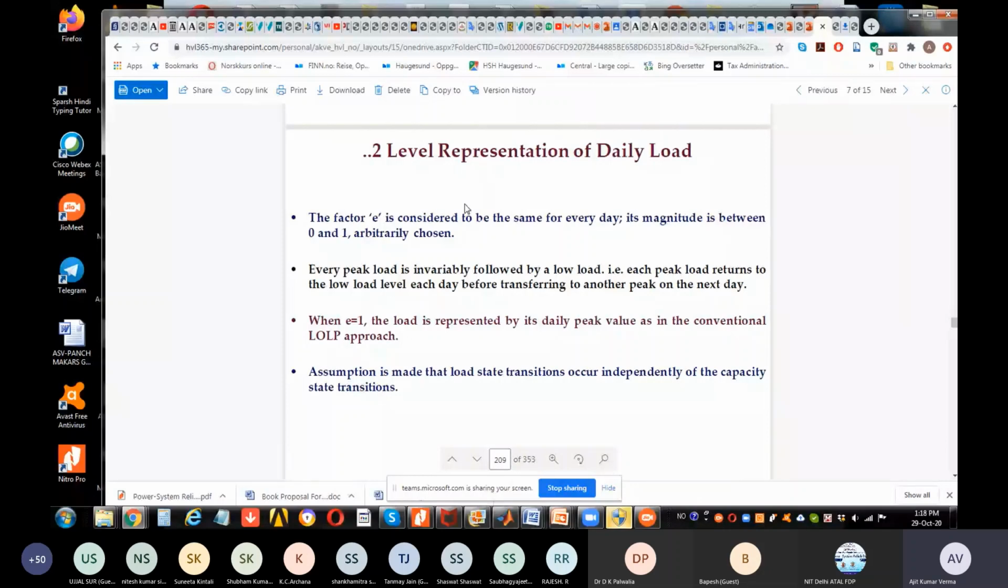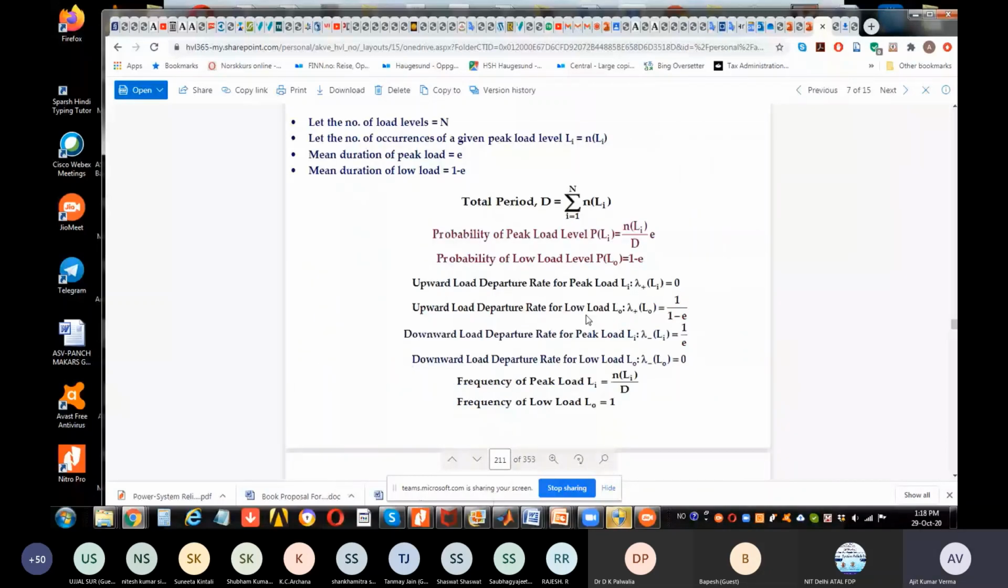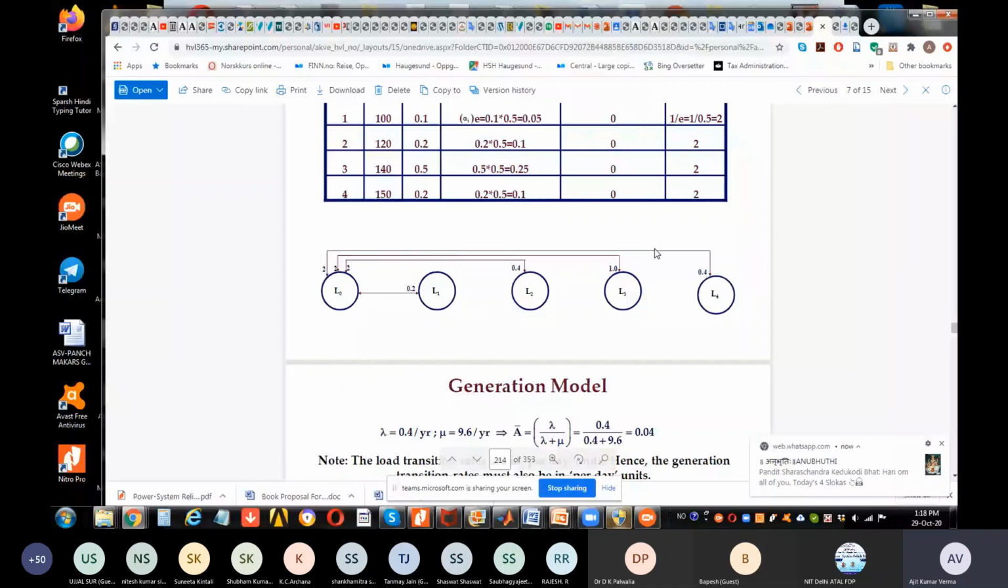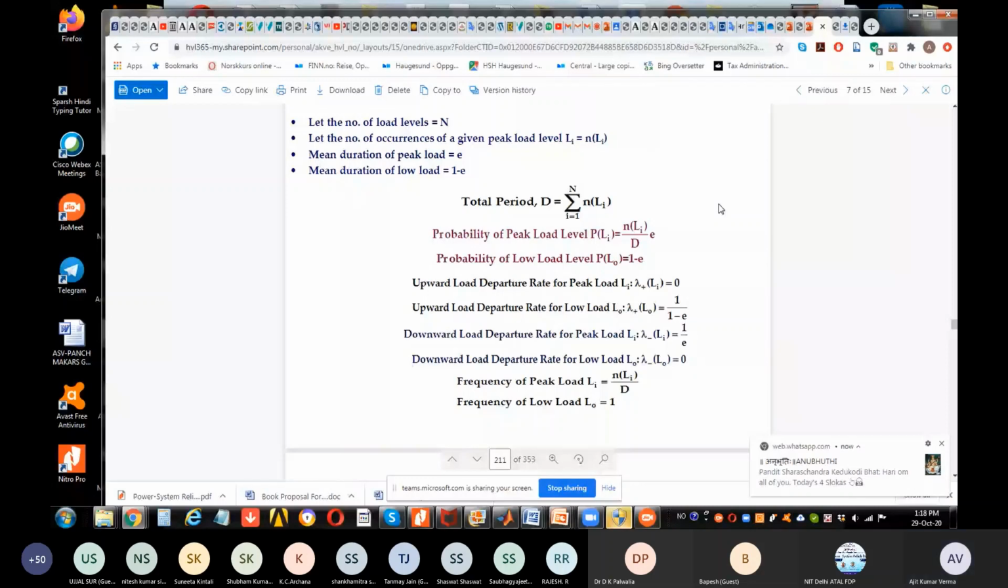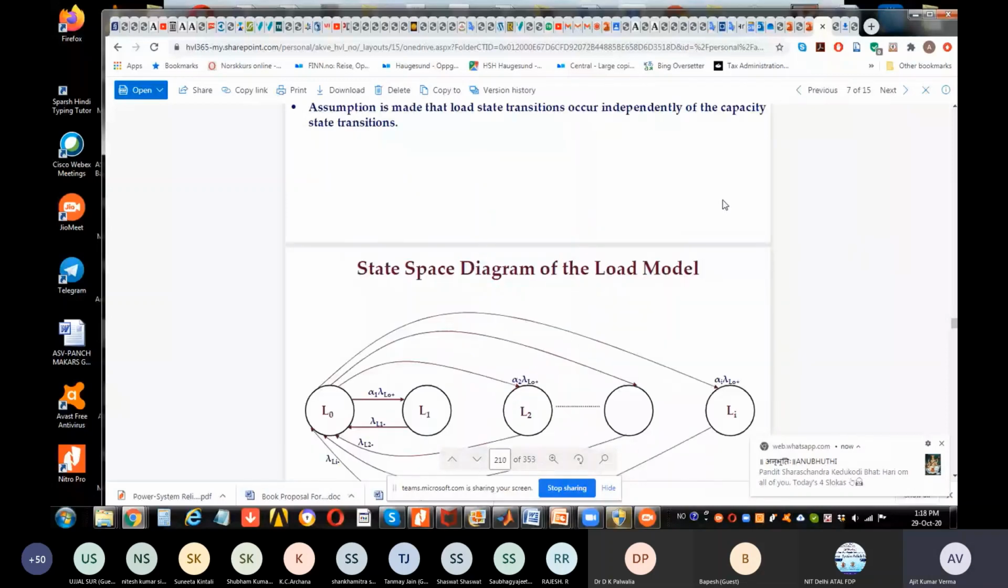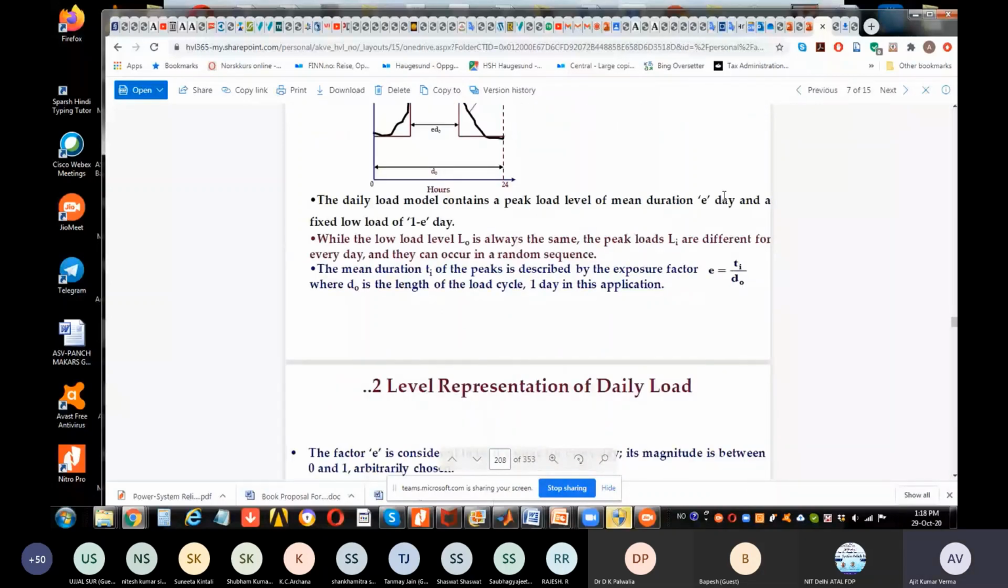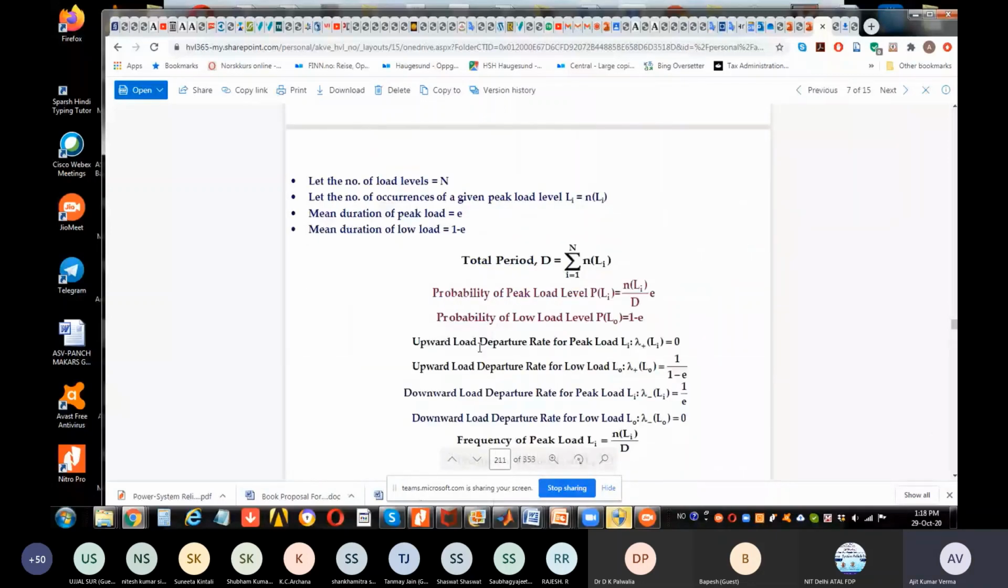Transition upward load departure rate for low load. Upward load departure rate for low load is 1 upon 1 minus E. So 1 upon 1 minus E in this case is 2. Remember? So that's 2. That's what we have done. And then the upward load departure for peak load is 0. Downward load departure for peak load is 1 upon E.